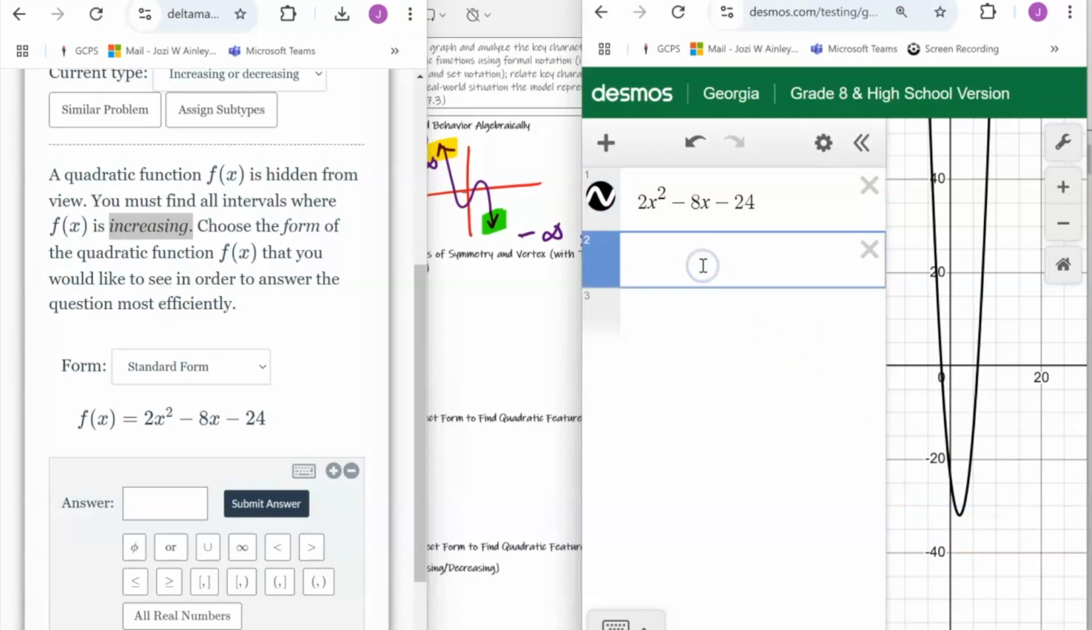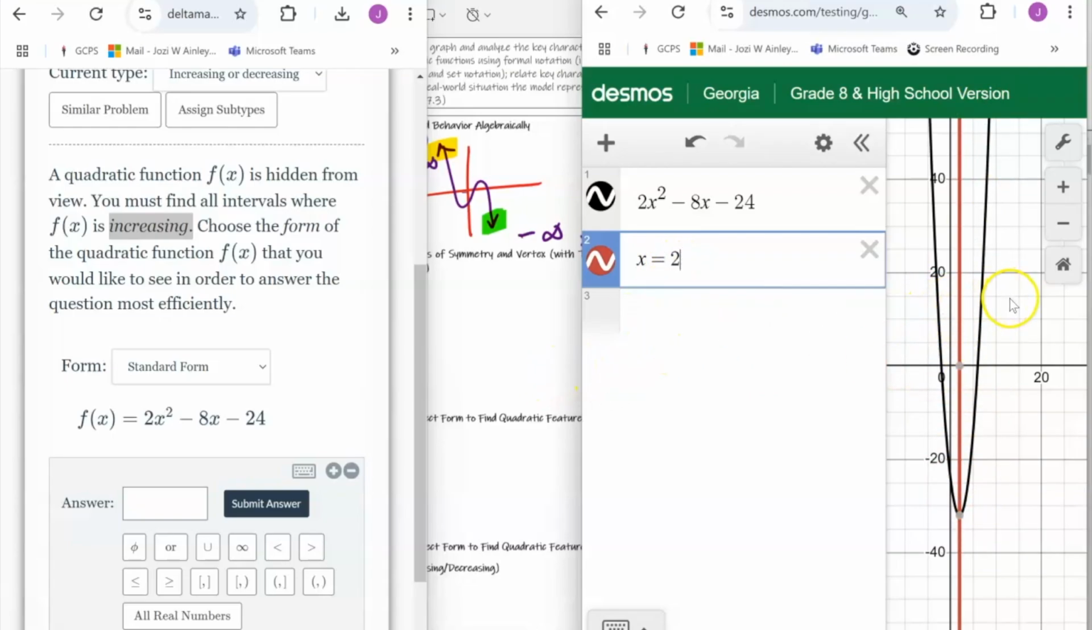So let's start off with my axis of symmetry. We know my axis of symmetry is x equals what? 2. We're going to write that down: x equals 2. And it should produce my axis of symmetry, because it splits my graph, right? On the left of it, it's going down, and then on the right of it, it's going up.